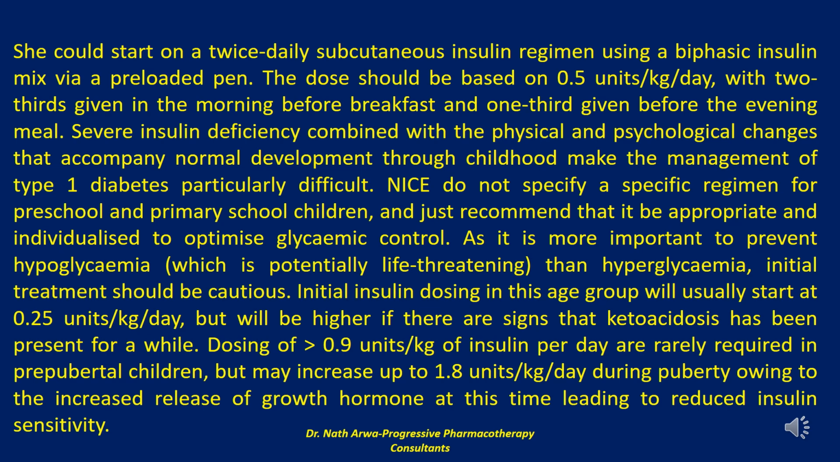Initial insulin dosing in this age group will usually start at 0.25 units per kilogram per day, but will be higher if there are signs that ketoacidosis has been present for a while. Dosing of greater than 0.9 units per kilogram of insulin per day are rarely required in prepubertal children, but may increase up to 1.8 units per kilogram per day during puberty owing to the increased release of growth hormone at this time leading to reduced insulin sensitivity.